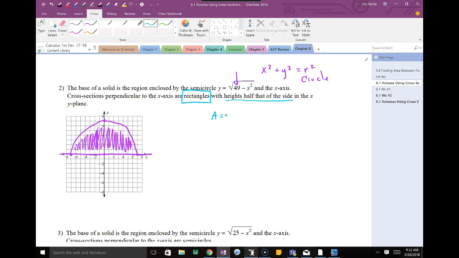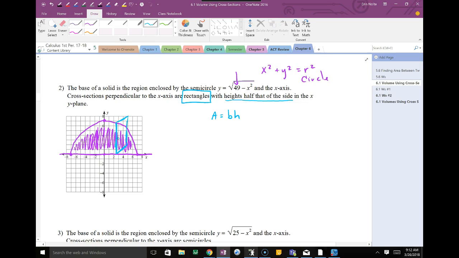What's the area of a rectangle? This is not a tough question. Area of a rectangle? Base times height, right? Yeah. Base times height. So we can use base times height. Okay, so the base length is going to be the distance between the x-axis and my semicircle. Are you guys with me? You see where I'm drawing?